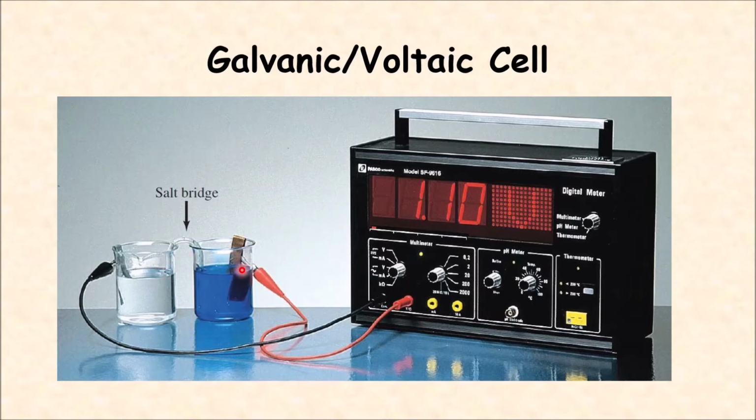In this galvanic or voltaic cell, a chemical reaction occurs, and as a result electrical energy is generated. As you can see here, this is an instrument which is used to measure electric volt. This is the basic principle of the galvanic or voltaic cell: the chemical energy is converted to electrical energy, and this electrical energy generated can be used for further use.